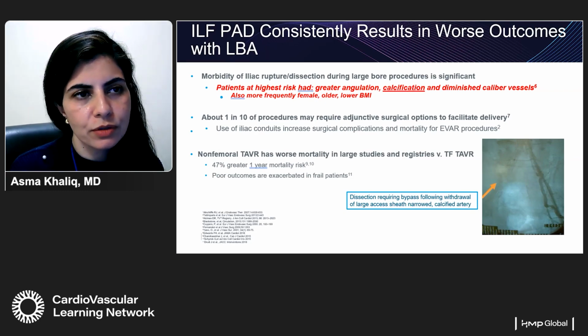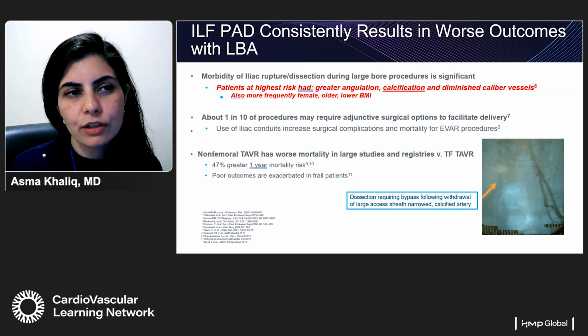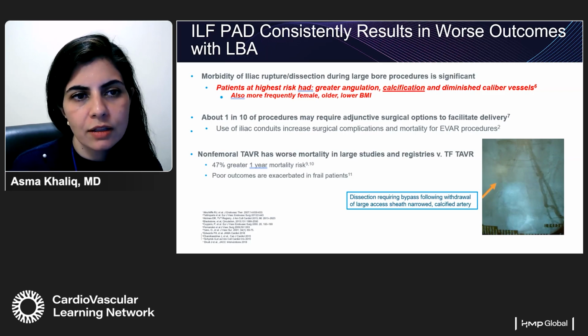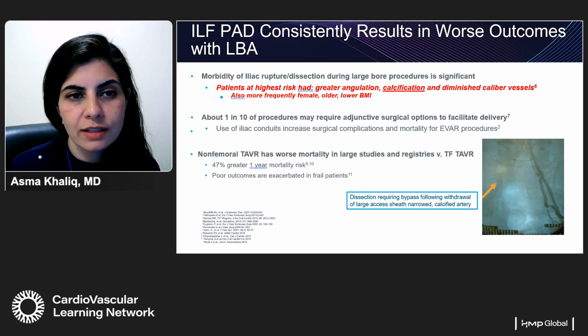I just want to introduce this by giving some background about why iliofemoral peripheral vascular disease consistently results in worse outcomes in any large bore access, which also includes TAVR. The morbidity of an iliac rupture or dissection during a large bore access, as we know, is quite significant. The patients who are at the highest risk are unfortunately the kind of patients we deal with who are going to have TAVR. They usually have more angulation, calcification, very small diminished vessel sizes, and this risk is higher the older you get, the lower the BMI, and also unfortunately higher in females.